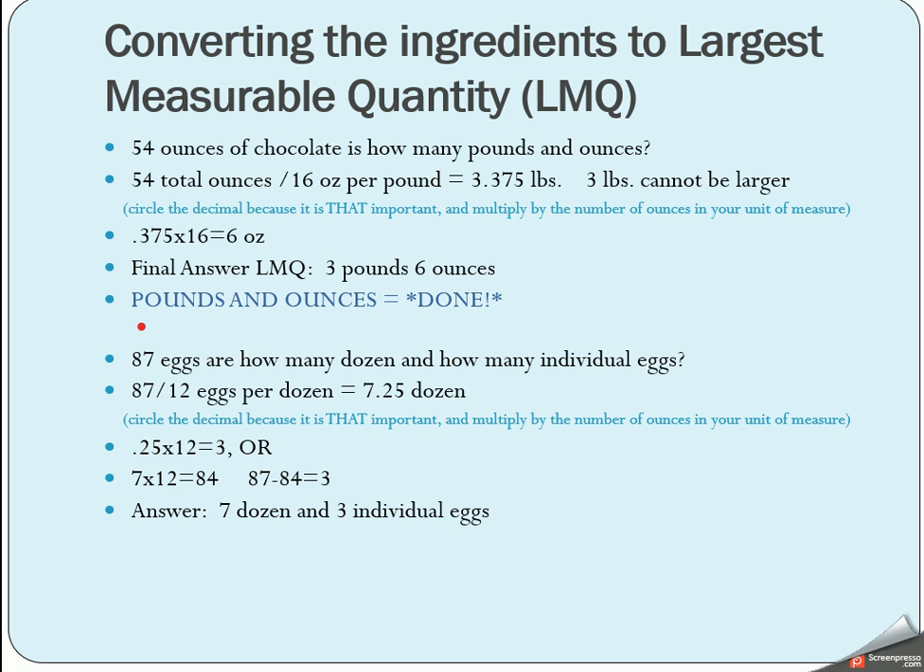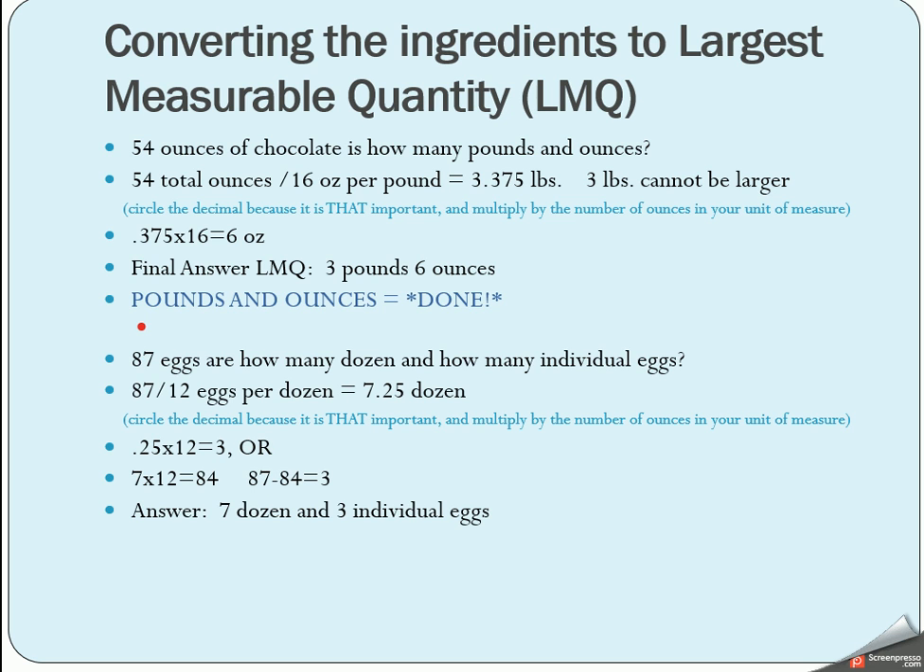So 0.375 times 16 ounces per pound equals 6 ounces. My final answer is 3 pounds, 6 ounces. And because I'm in pounds and ounces, I'm done. Pounds and ounces, done.